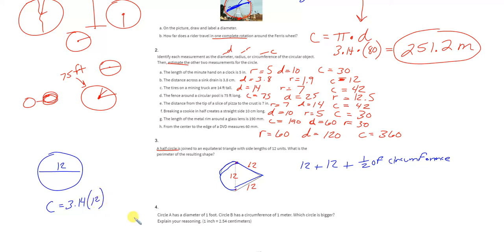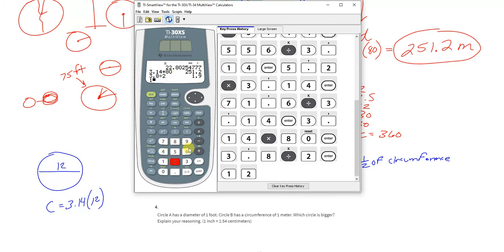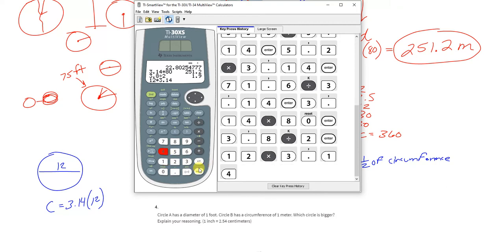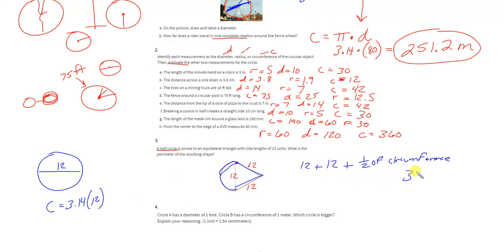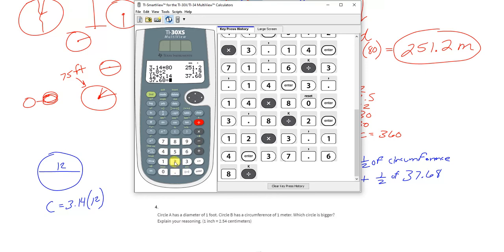So what we're going to do is take 12 and multiply by 3.14, and that's going to give us the distance around the full circle. But we don't want the full circle, because the full circle is 37.68. We want half of that number to add to our 24 from over here, the two 12s around. So we got to take half of that 37.68. 37.68 divided by 2 is 18.84.